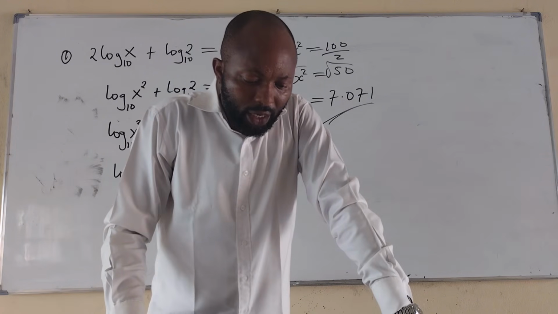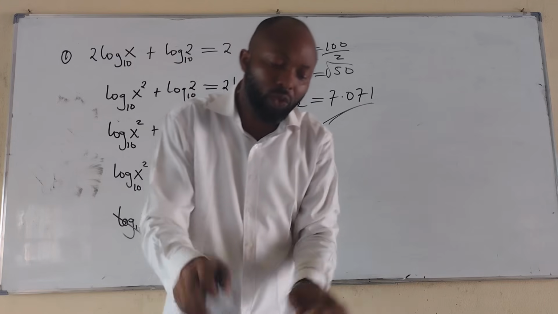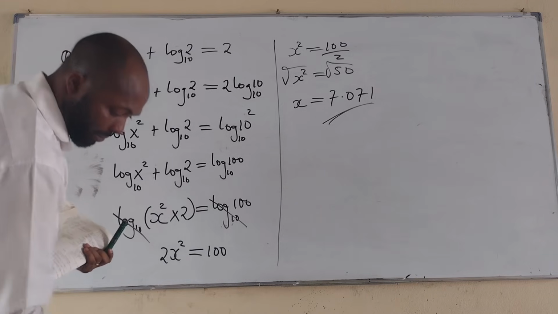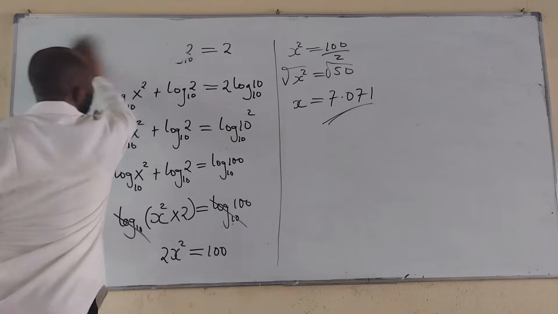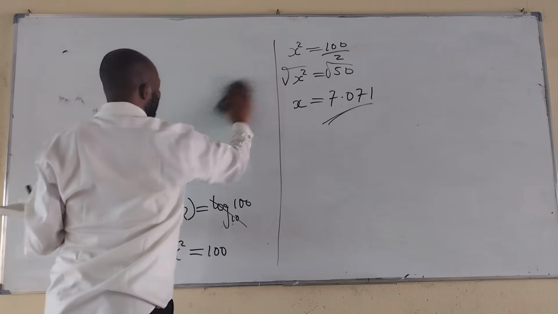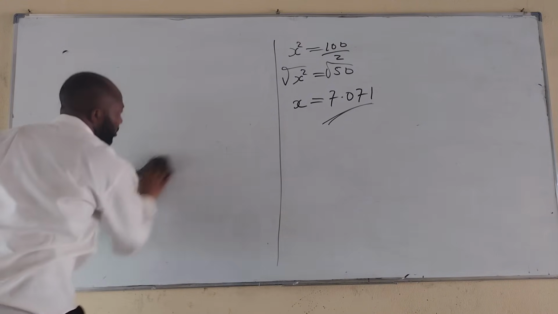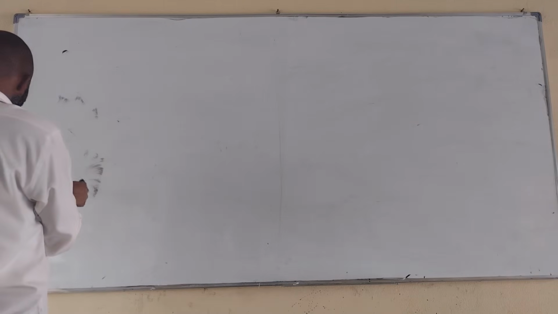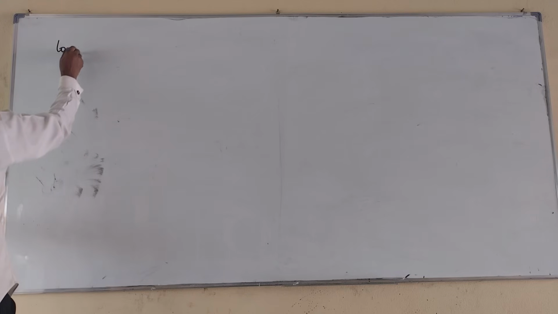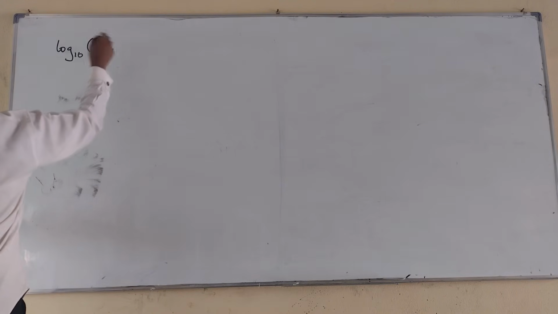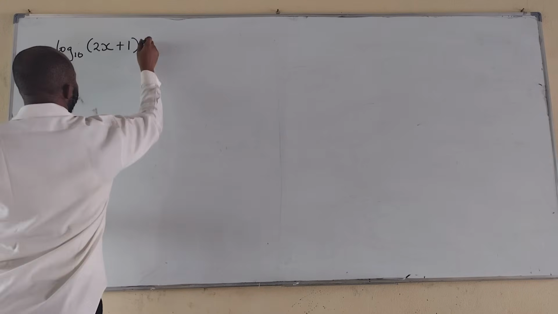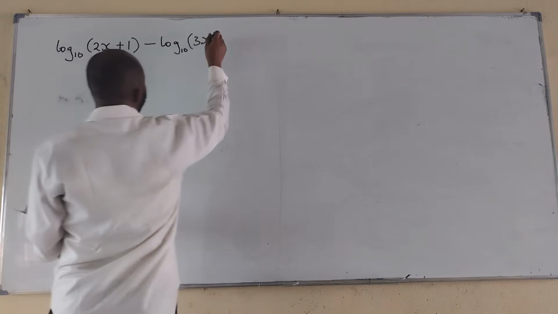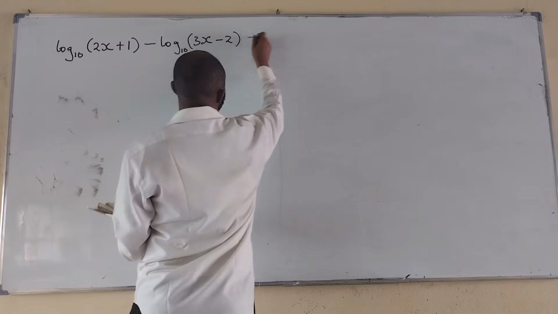Okay, let's take another one. Log in base 10 of 2x plus 1 minus log in base 10 of 3x minus 2 is equal to 1.